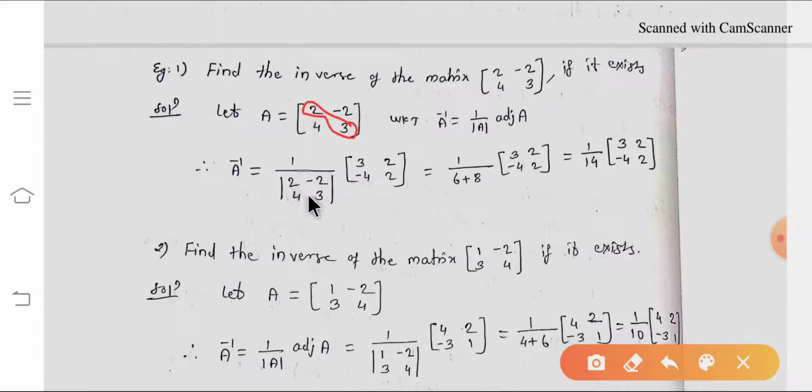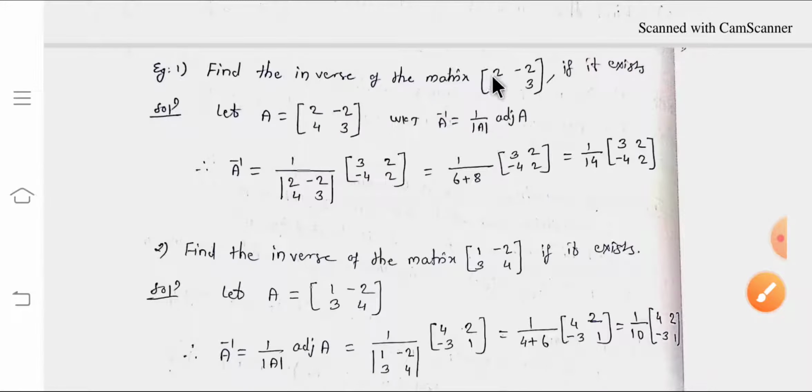Expanding the determinant: 2 times 3 is 6, and the middle term is negative, so it becomes positive, that is 1 by 6 plus 8. So A inverse equals 1 by 14 into the matrix [3, 2; -4, 2], which is the inverse of the given matrix [2, -2; 4, 3].